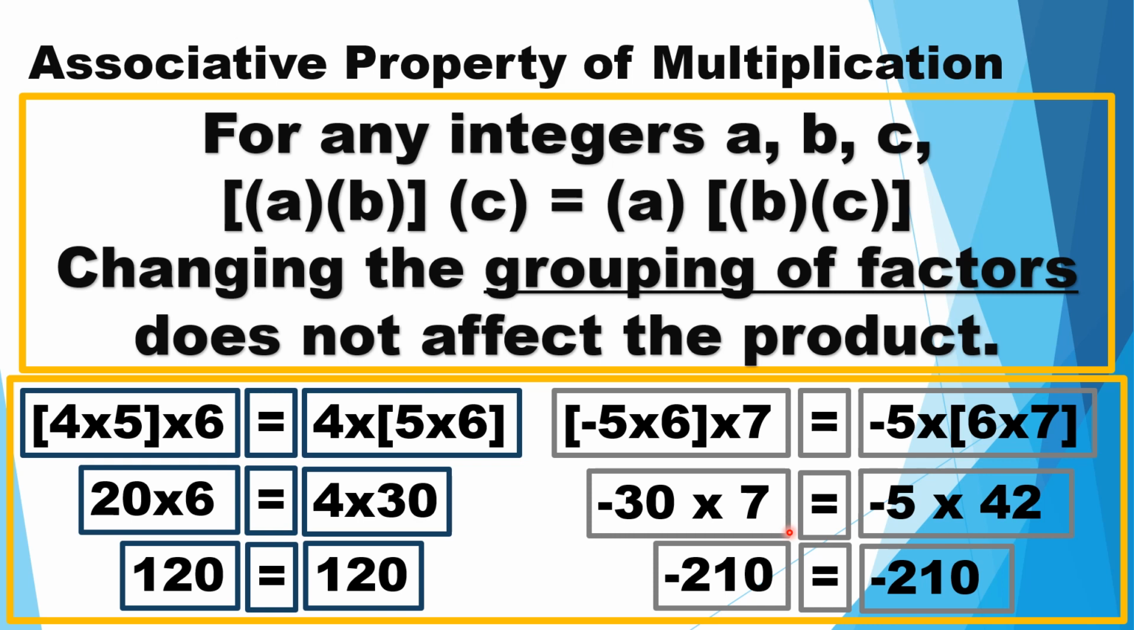So, tandaan, pag associative, kahit na magkaiba yung group sa left side at saka sa right side ng equation, yung answer is the same, or yung product is the same. So, that is associative property of multiplication. Changing the grouping of factors does not affect the product.